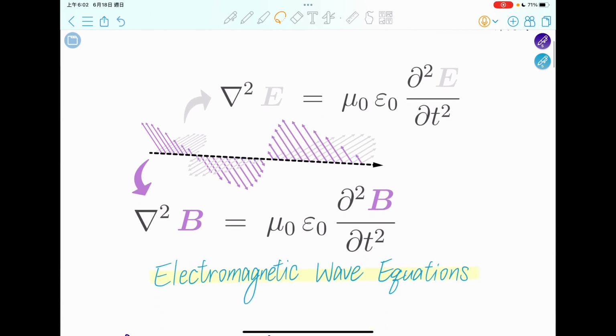At the beginning, let's take a look at the electromagnetic wave equations. This picture shows the propagation of the wave, where the gray one is the propagation of the electric field, while the purple one is the magnetic field. These two equations are the electromagnetic wave equations with respect to the electric field and the magnetic field.